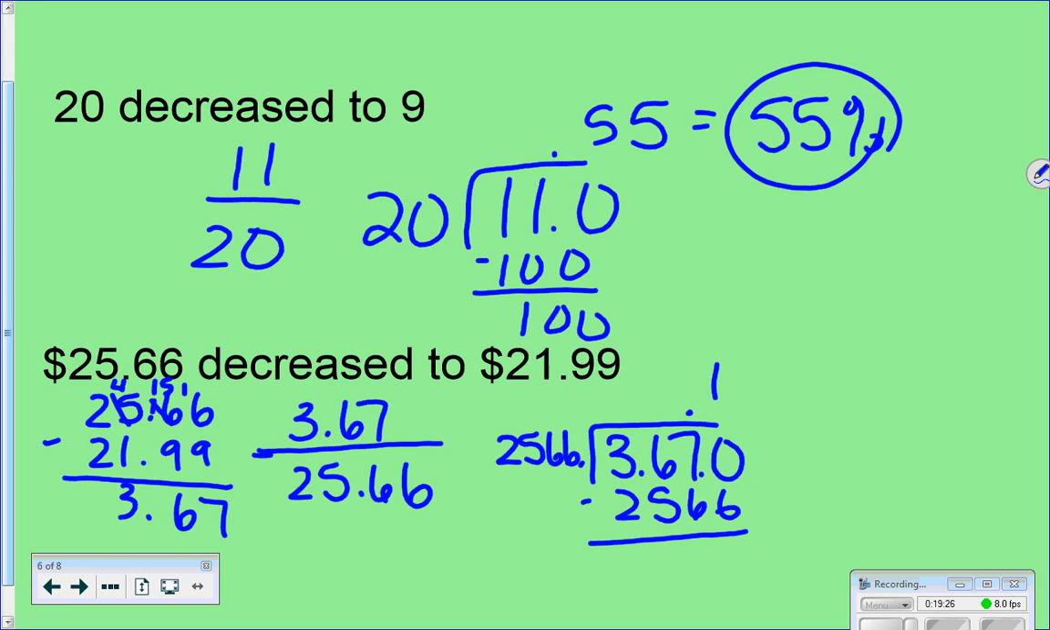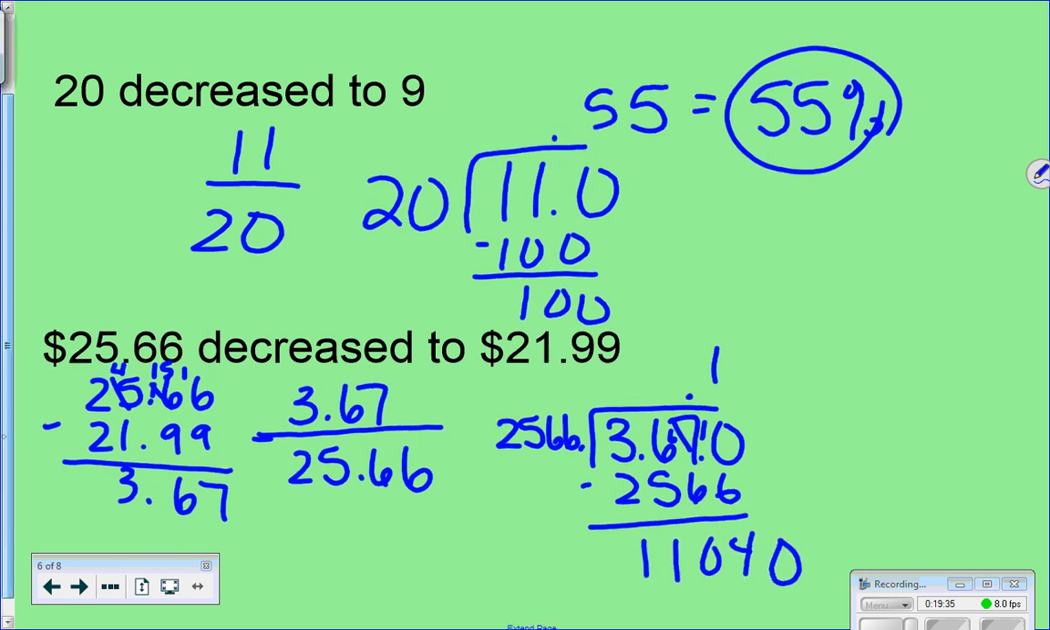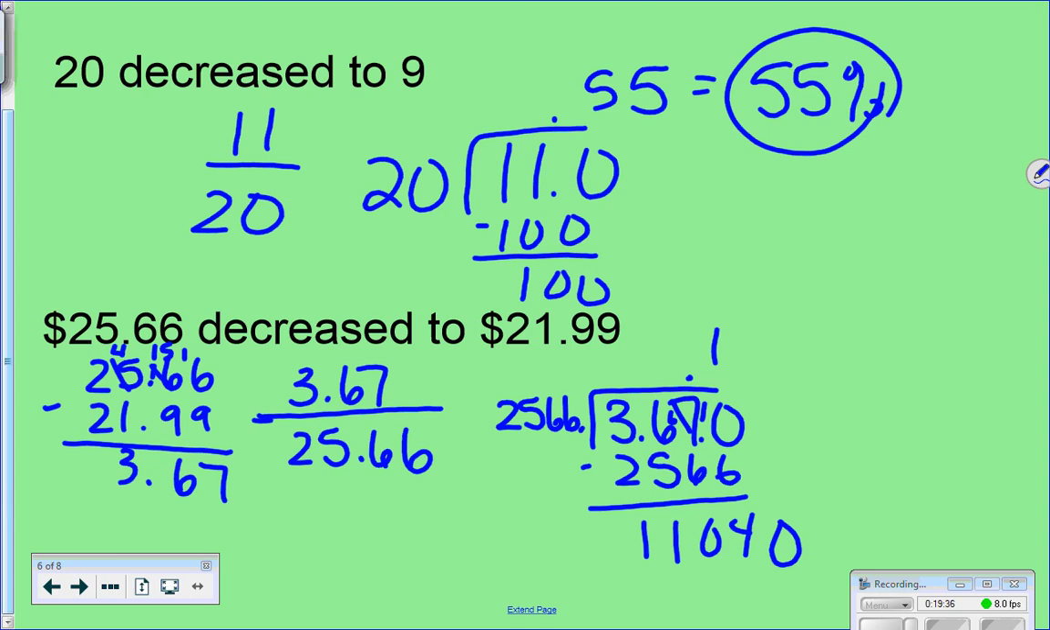Let's see. That's a lot. Let's see, I think it goes in 4 times. Is that right? What's that? I hope not. It might say round to the nearest tenth. It's most likely what it'll say.